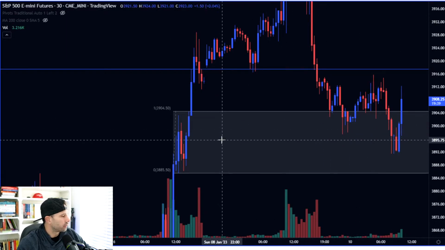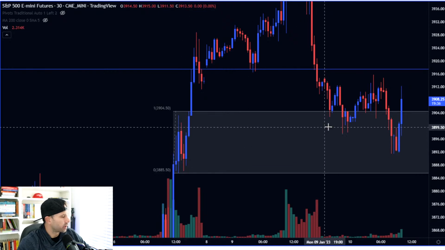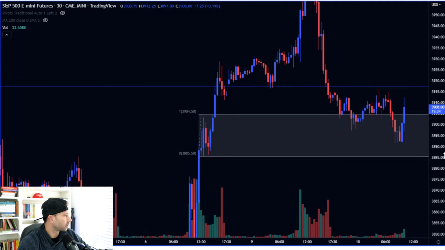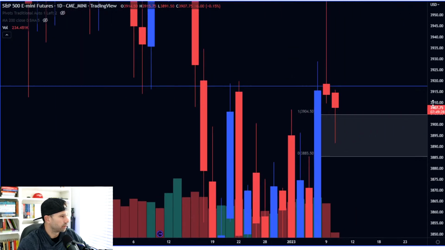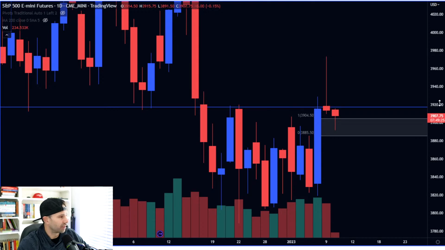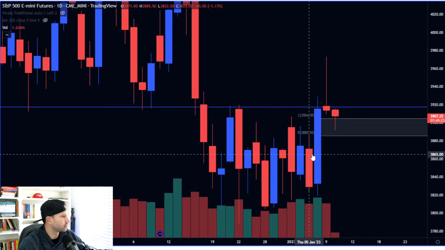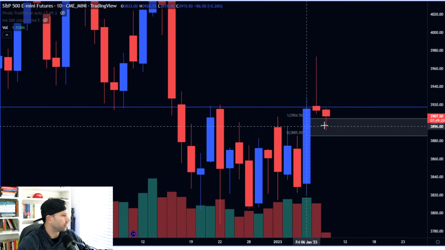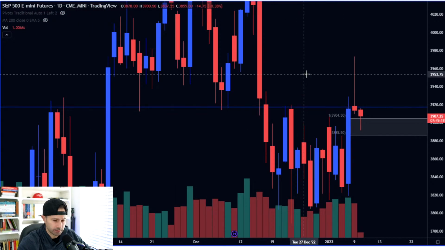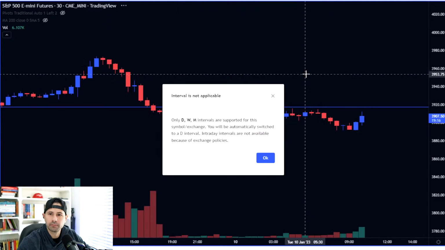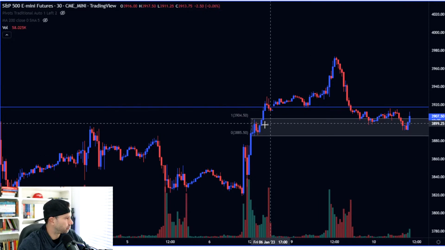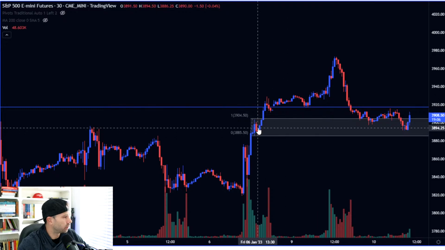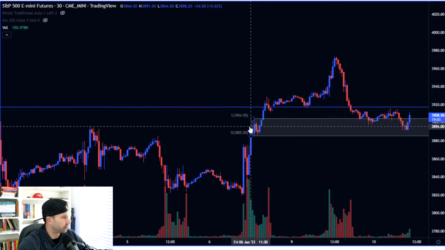We are bouncing off of Friday's demand. If we go to the daily, we're basically flat, 0.15% down. But this demand is holding right there. This is the demand that we marked off yesterday. And we can go to the share bar just to dissect this demand.